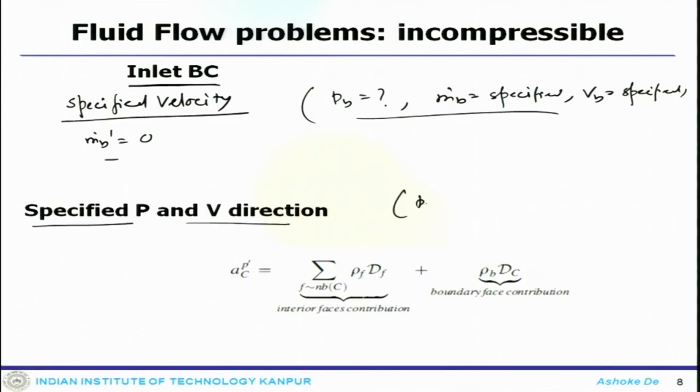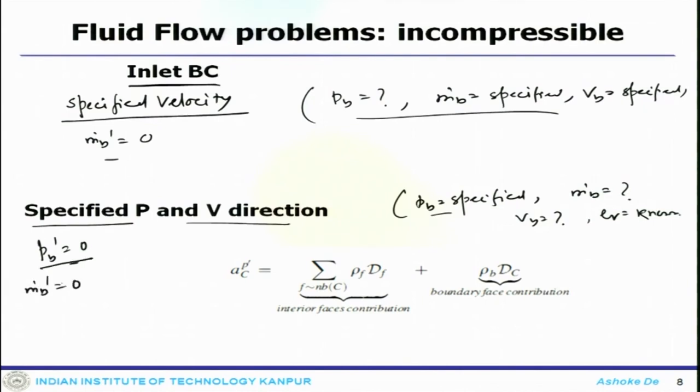Now, another way to do that, you can specify the pressure and the velocity directions. In this case, you have PB which is specified, and then you have m dot b which is not known, and then VB which is also not known. Only the direction is provided, EV is known, that is the direction of the velocity. So, since the PB pressure is known, PB prime would be 0 for corrections. But this does not mean m dot b prime would be 0, the mass flux would not be 0. So, note that.